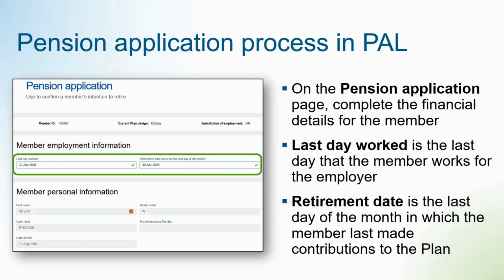After selecting the member, you'll be taken to the pension application page. The member employment information section asks you to enter the member's last day worked and retirement date. In most cases, the last day worked is the same as the last day that the member worked for the employer. There may be some special situations. For example, a member may be provided with a pensionable severance payment. In such a situation, the last day worked is the same as the last day for which the member was paid for their work and made contributions to the plan. The retirement date is the last day of the month in which the member last made contributions to the plan. PAL will display the member personal information, member contact information, employment history, and earnings history.